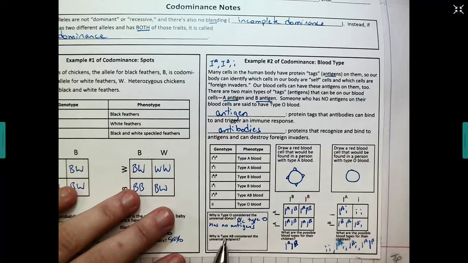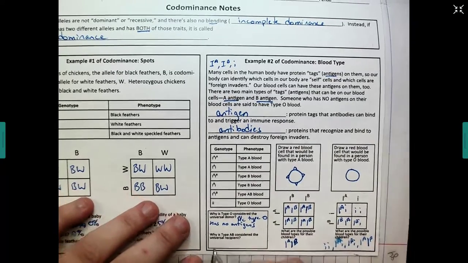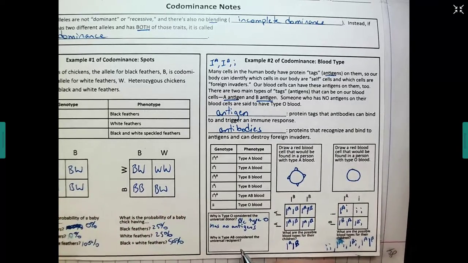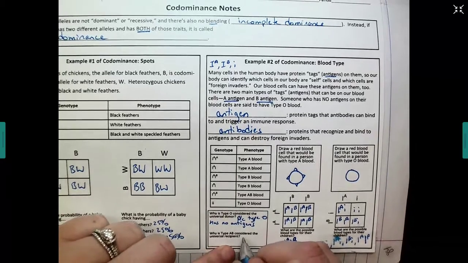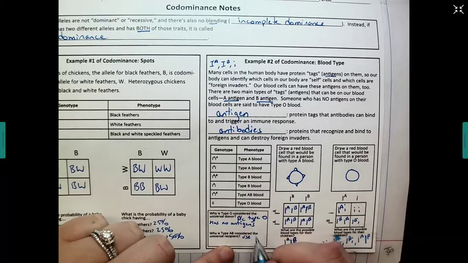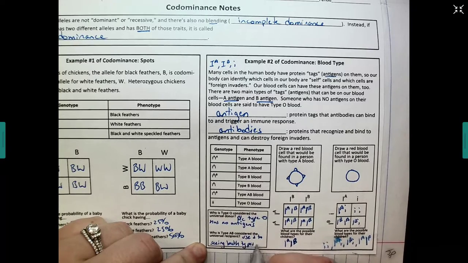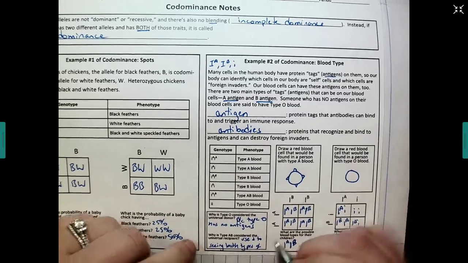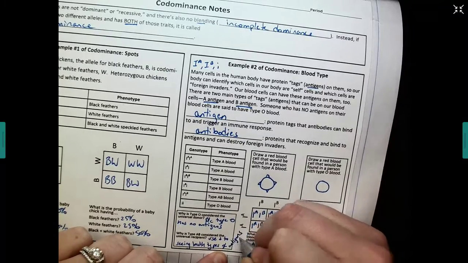And then why is type AB considered the universal recipient? Basically because immune systems with AB blood are used to seeing A's and B's. So they are used to seeing both types of antigens. Let me turn the paper. Here we go. Antigens. There we go.